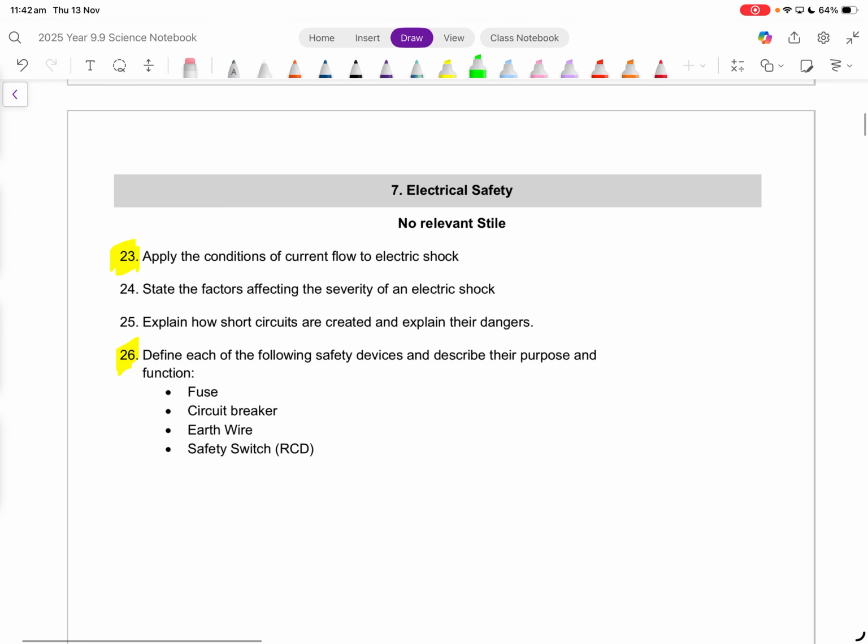Apply the conditions of current flow to electrical shock. Is that every single version of it? No, but it's the easiest one for us to do now. Question? If you're in a plane, you get electrocuted. Do you get electrocuted even though you're touching the ground, but it's not?